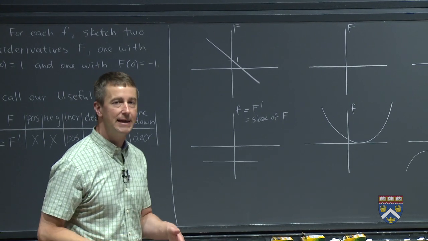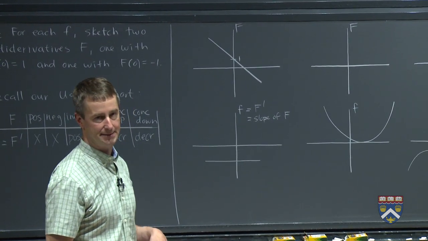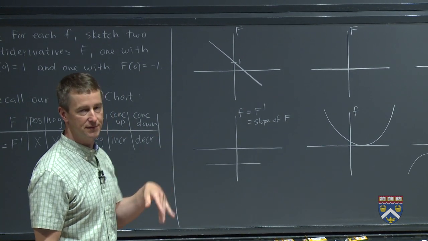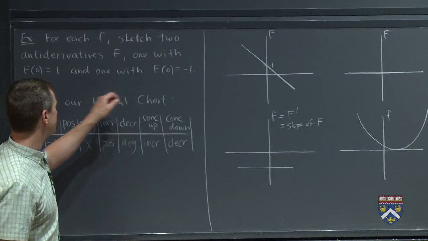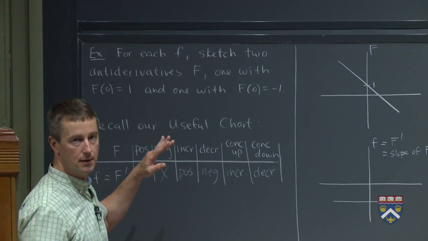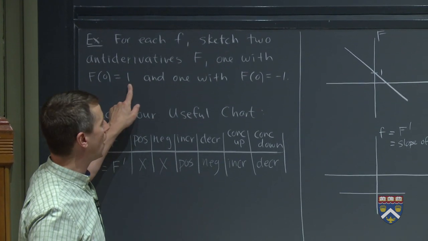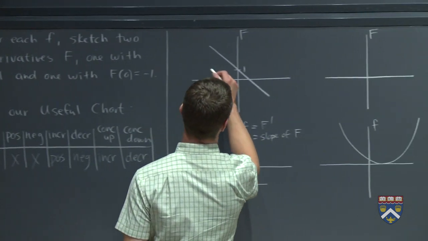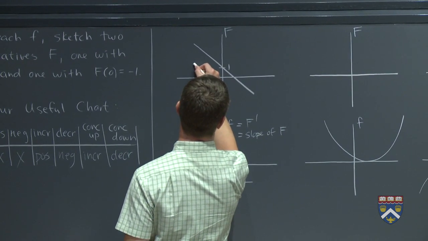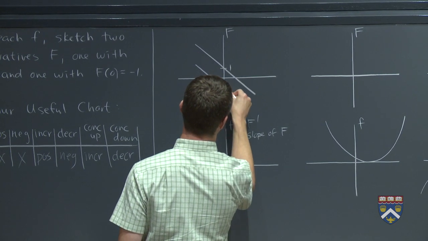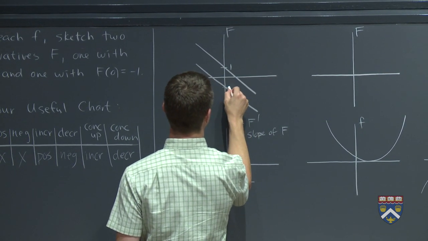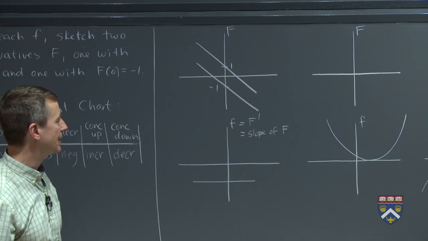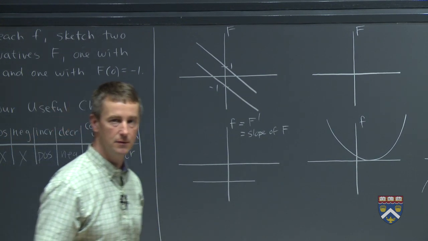And as we know, any two antiderivatives differ only by a constant. So once you've drawn one of these, you get the other one pretty much for free just by shifting it up or down. And in this case, we want to shift it down how many units? We want to go from the point (0, 1) to (0, negative 1), so we shift down 2 units. So I'm just going to try to draw something perfectly parallel, but that has a negative y-intercept instead of a positive y-intercept. So there we've got two antiderivatives of this little f.